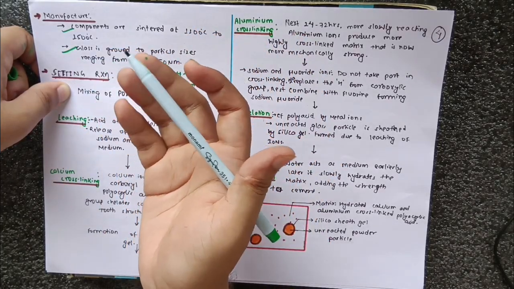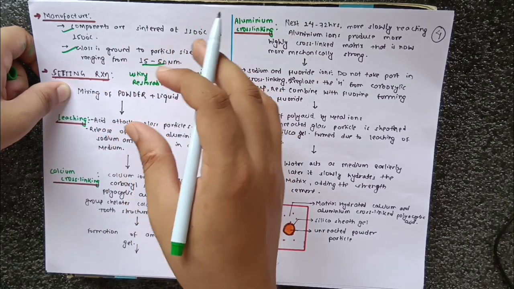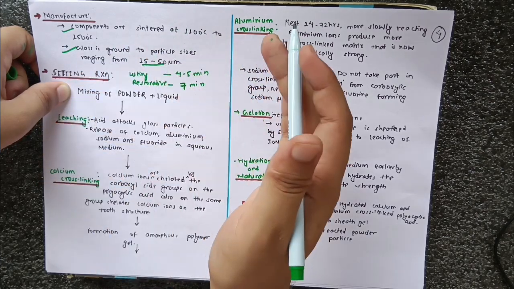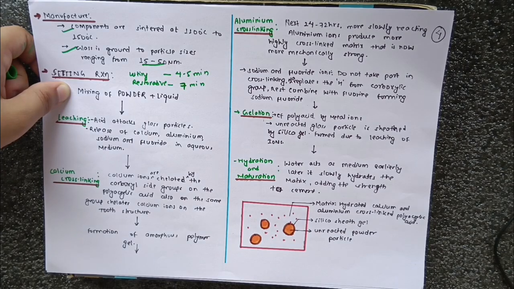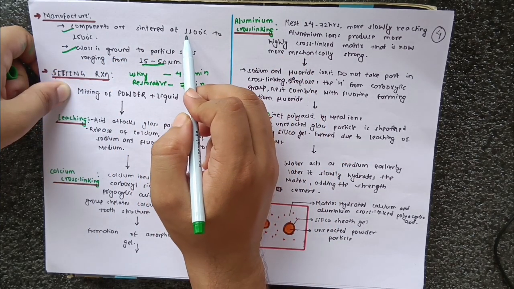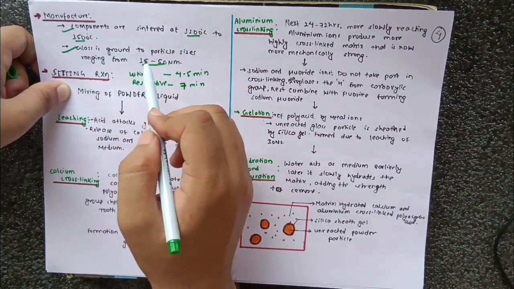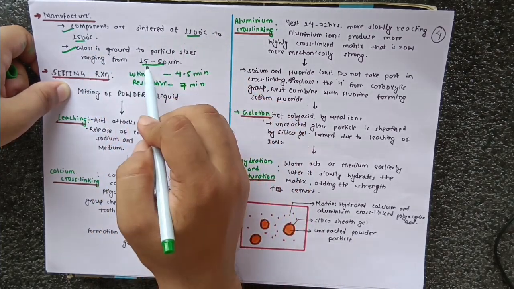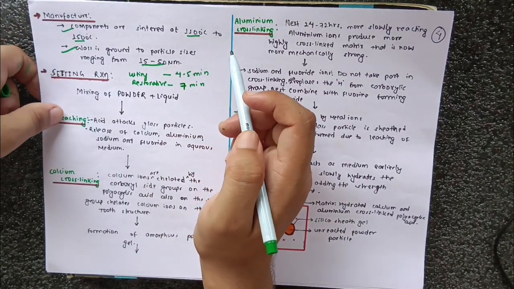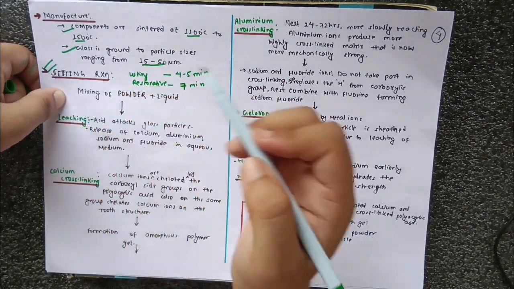As I have told there, we just mix the particles of the ingredients of the powder and sinter it at 1400 degrees Celsius, I think, in previous videos, but here we sinter at 1100 to 1500 degrees Celsius, and the particles are ground to the size of 15 to 50 micrometers. After that, the setting reaction. This is one of the most important things of this chapter, the setting reaction.